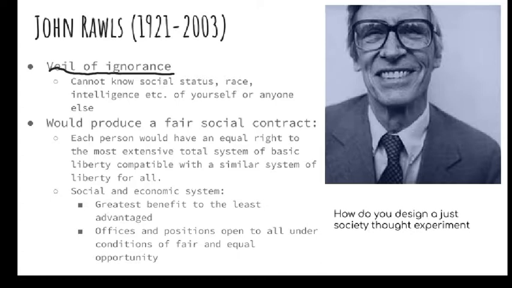But Rawls says you can't know the social status, race, or intelligence of anybody, not even yourself. Now, obviously, whether or not this is actually possible is not the question. Thought experiments are supposed to help us think about ethical dilemmas. So again, there were two principles that would come as a result of his thought experiment, and this is on page 80 in your text.